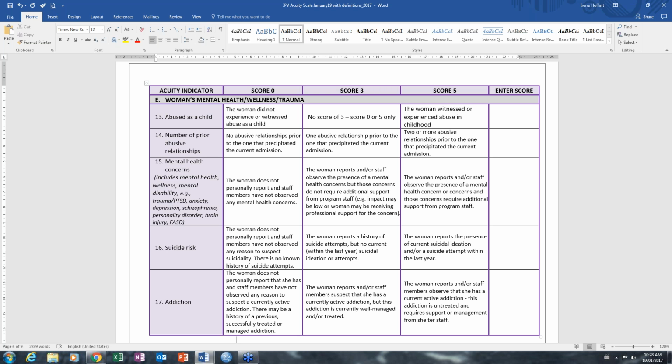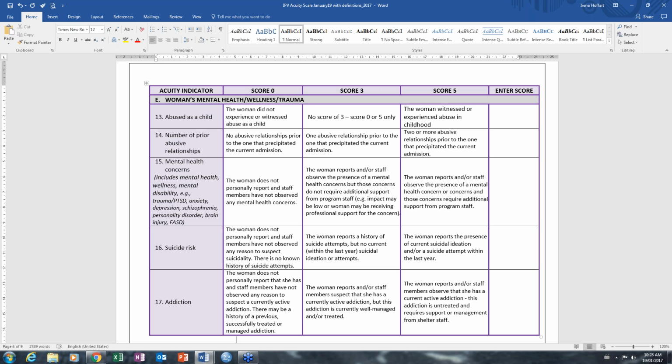And what we're saying here is even having more than one relationship adds that little bit more of a complexity. So if she's had no abusive relationships prior to the one that precipitated the current admission, then the score would be 0. If she's had 1, then the score would be 3. And if she's had 2 or more, then the score would be 5. Okay? So mental health concerns.